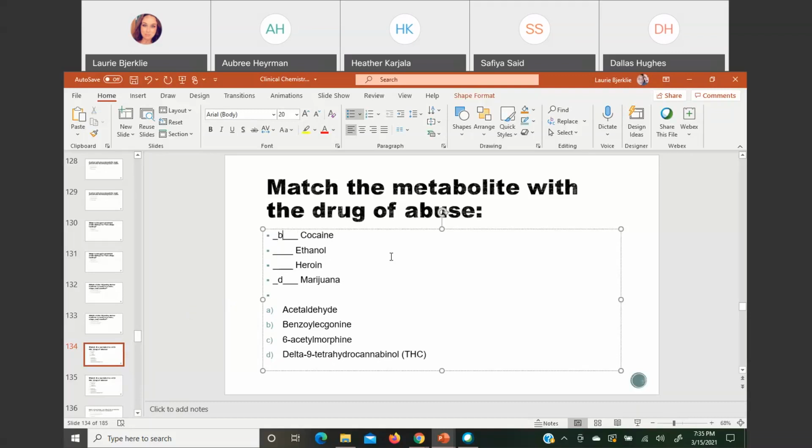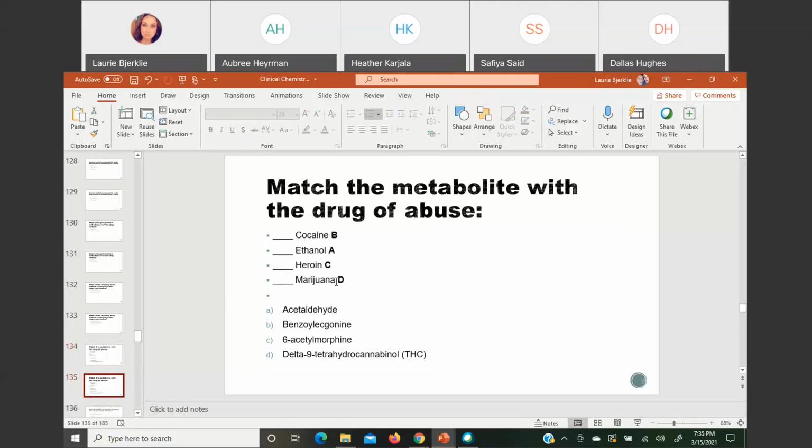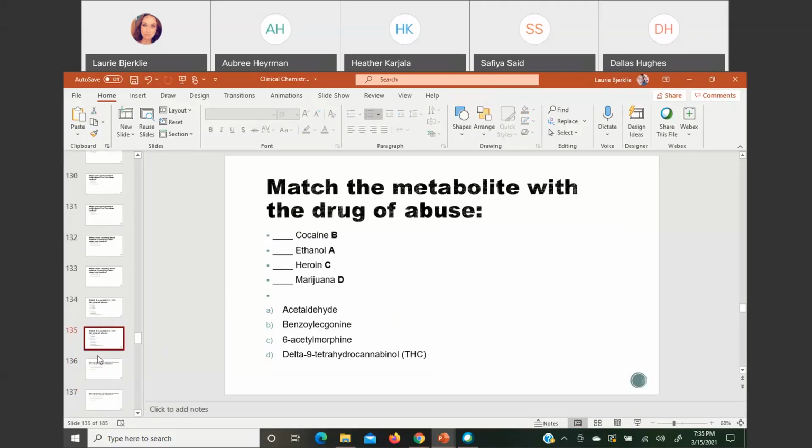Cocaine is B, benzoylecgonine. I might be saying that wrong, but that's how I say it. Okay, ethanol is A, acetaldehyde, and then heroin, I always look at the morphine part of that, is C, 6-acetylmorphine. So I always look at morphine for heroin. That's how I remember that one. So it should be B, A, C, D. Good, I was right. I'd hate to be wrong on that. So keep those in mind for drugs of abuse.